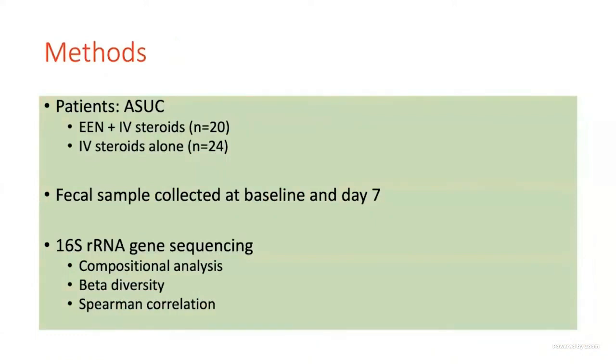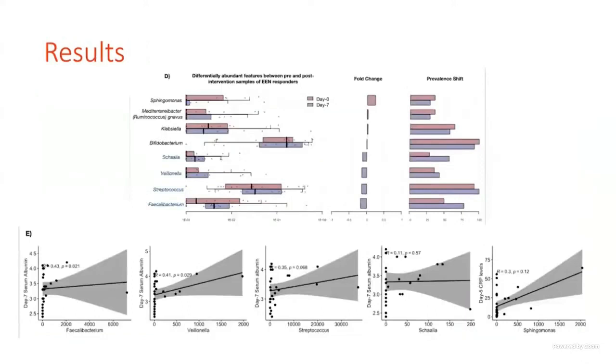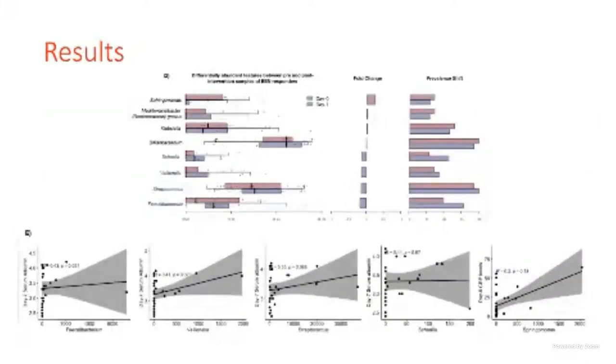The patients with acute severe ulcerative colitis who received EM and steroid, and who received steroid alone, were included. Fecal samples were collected at baseline and day 7, and 16S rRNA gene sequencing was done, and compositional analysis, beta diversity, and clinical correlation were done. If you look at the first aim, the microbiome at day 7 was different with respect to day 0 in EM responders versus non-responders.